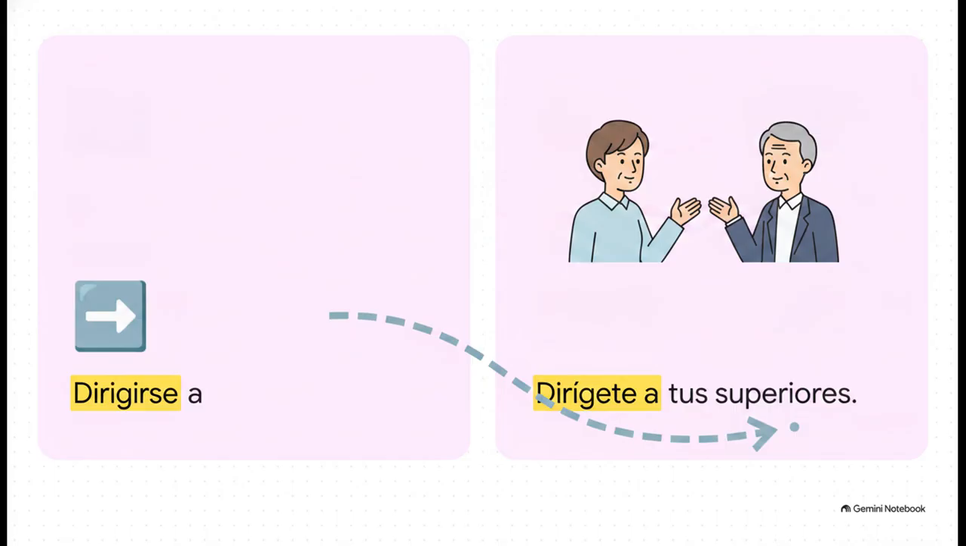Here, the preposition acts as a literal directional arrow. Dirígete a tus superiores con respeto. Address your superiors with respect. See how the preposition points your action, the addressing, directly toward the target, the superiores? It's a really visual way to understand how the preposition directs the verb.